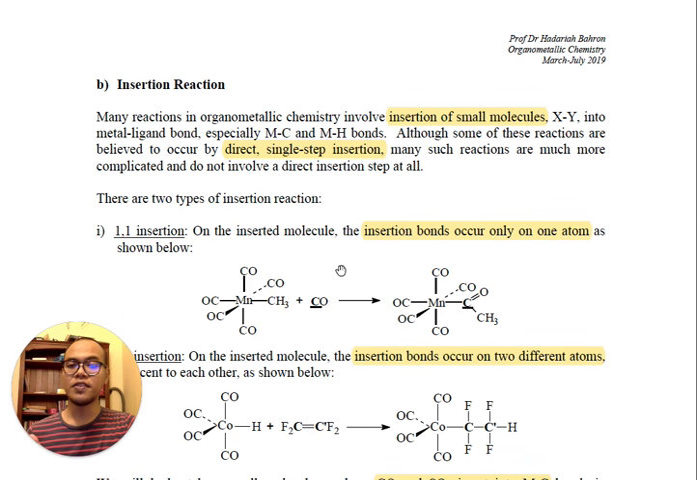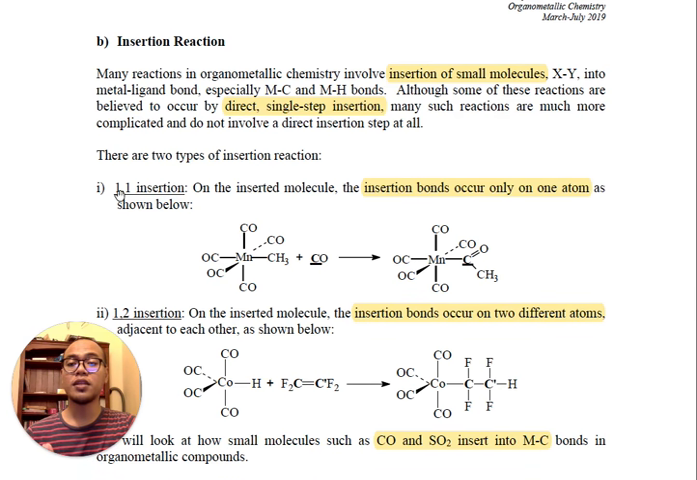There are two types of insertion reaction. Just like your substitution reaction has two mechanisms, for insertion reaction there will be two types. The first one is 1-1 insertion. From the name itself, it suggests that the insertion bonds will be occurring only on one atom, as shown below. We have carbonyl here, and now the carbonyl is being attached by not only oxygen but also metal. So this is 1-1 insertion.